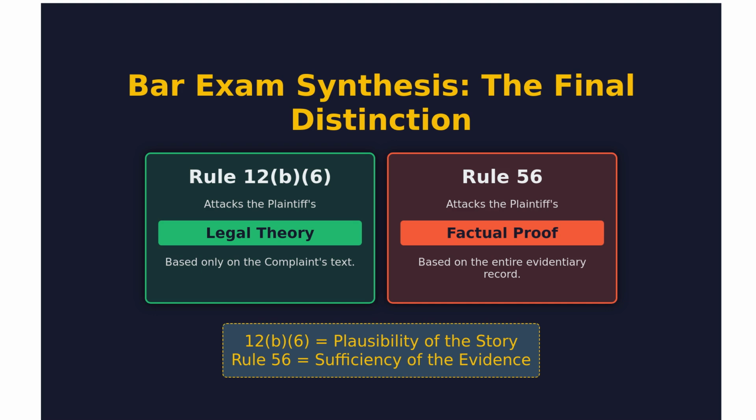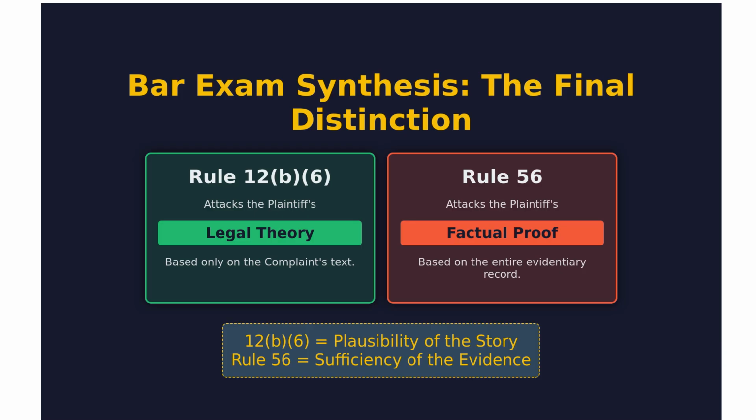Let us distill this information into the single most important takeaway for your bar exam. Remember this fundamental split. Rule 12b-6 challenges the theory of the case. You are arguing that even if everything the plaintiff wrote in the complaint is true, the law simply does not provide a remedy. It is a challenge based solely on the written allegations. Conversely, Rule 56 challenges the proof. After discovery, you assert that the plaintiff lacks the necessary admissible evidence to support their allegations, meaning a genuine factual dispute remains unresolved. To lock this in, use this simple phrase.